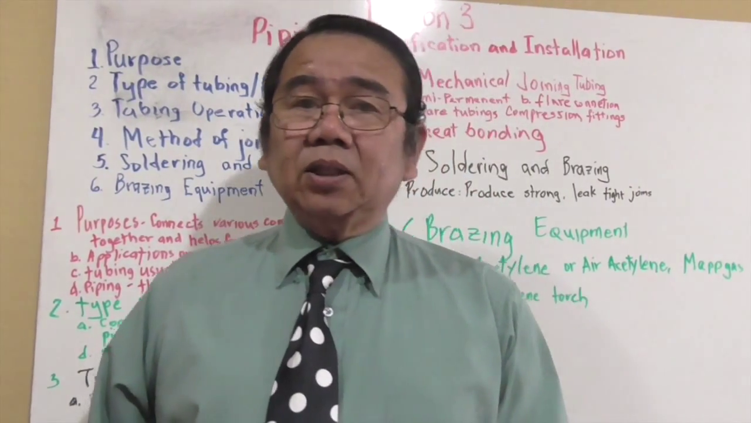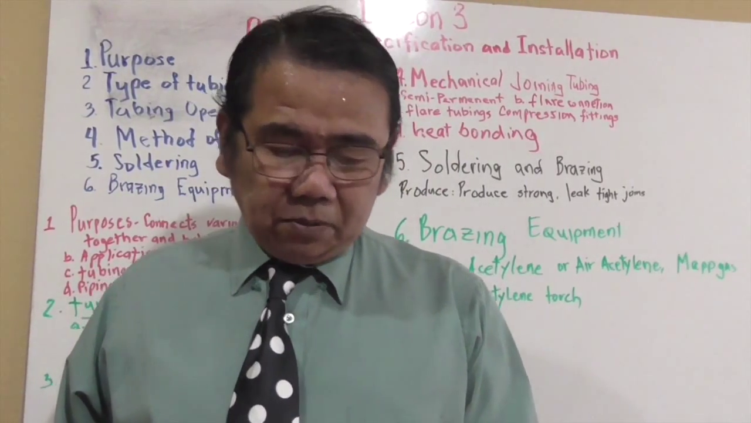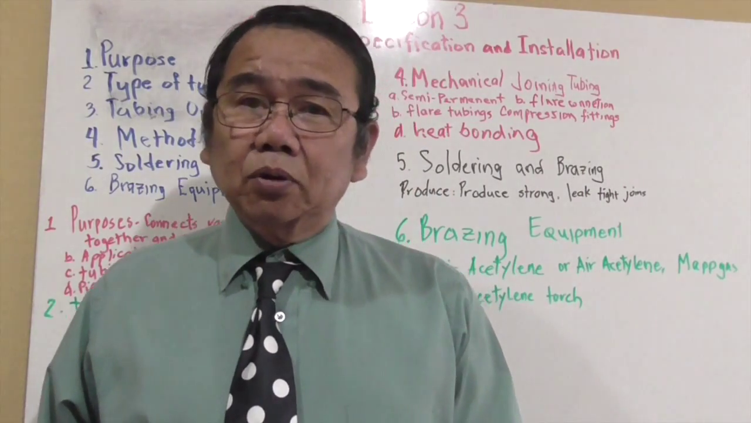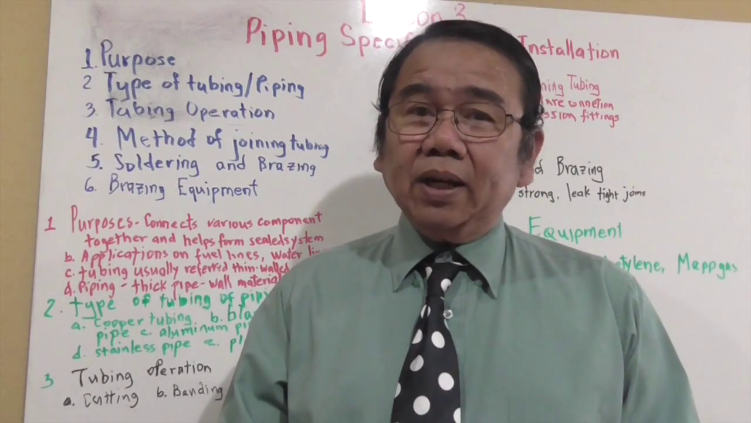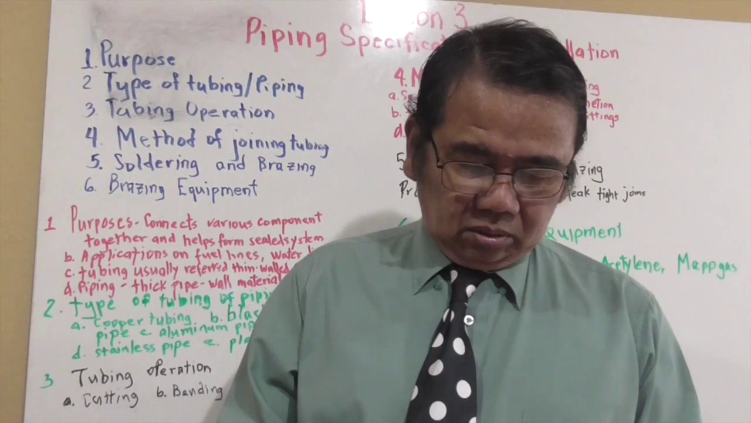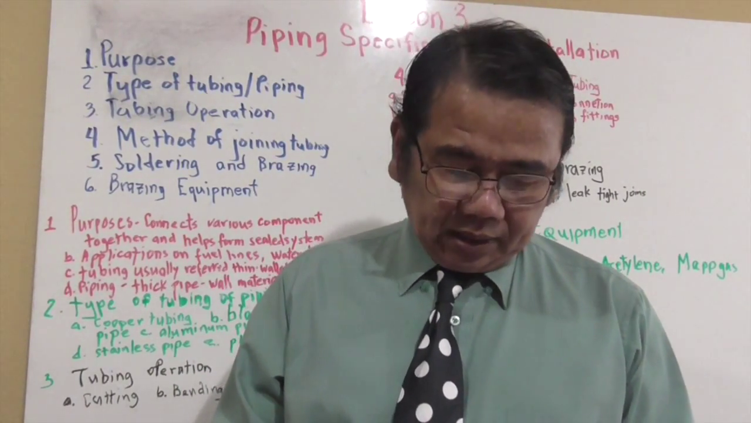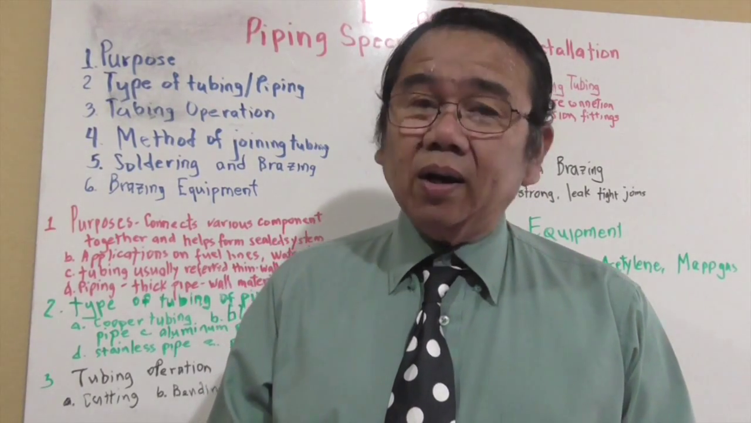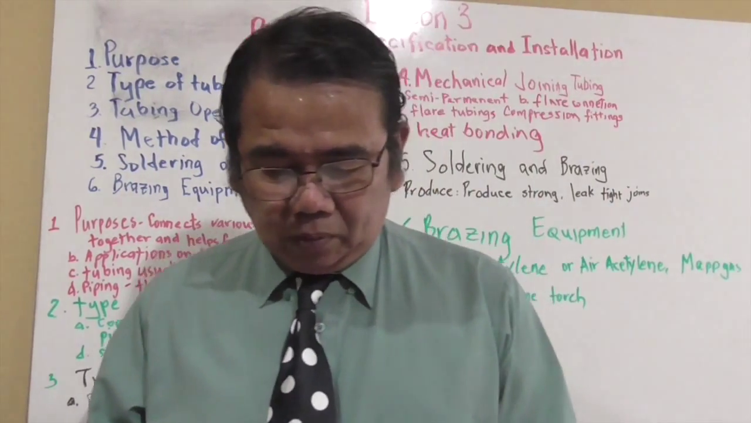Type L, it's a medium wall. Most commonly used in HVAC, ACR approved, air conditioning refrigeration approved. And then we got type M. Type M is thin wall. Not normally used in HVAC as pressure lines. May be used for drain or water lines. Does not meet air conditioning refrigeration approval.